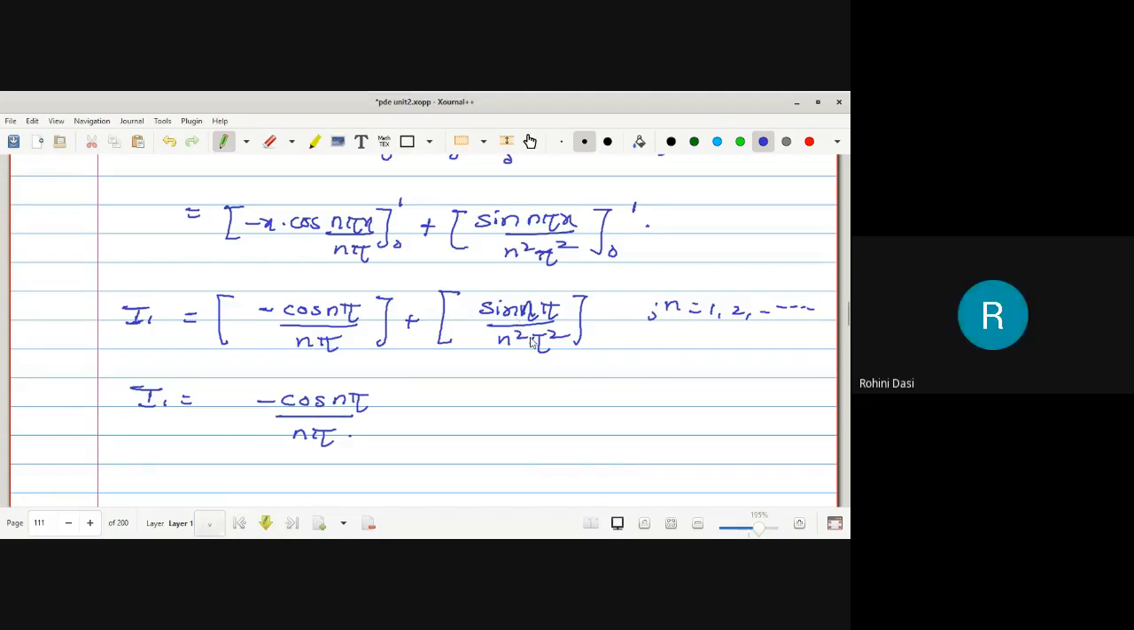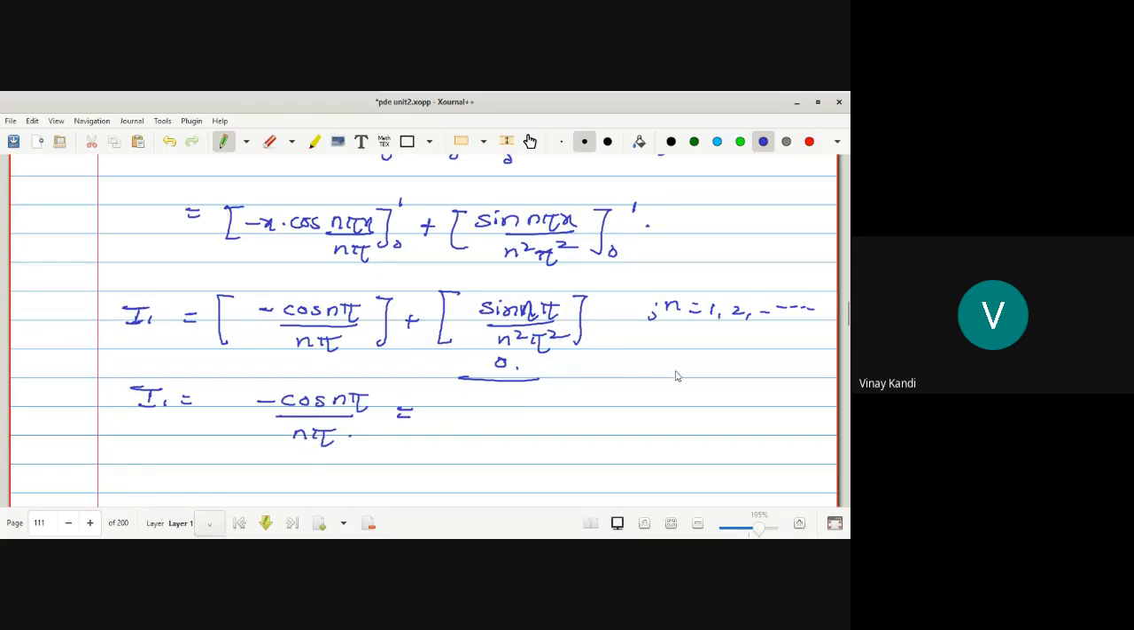Sin n pi किती आहे? 0. That's why no need to write once again. Okay, sin n pi. N is equal to 1 ठेवा, 2 ठेवा, हे सगळी व्हॅल्यू 0 येईल. Okay, now I1 is equal to minus cos n pi divided by n pi.